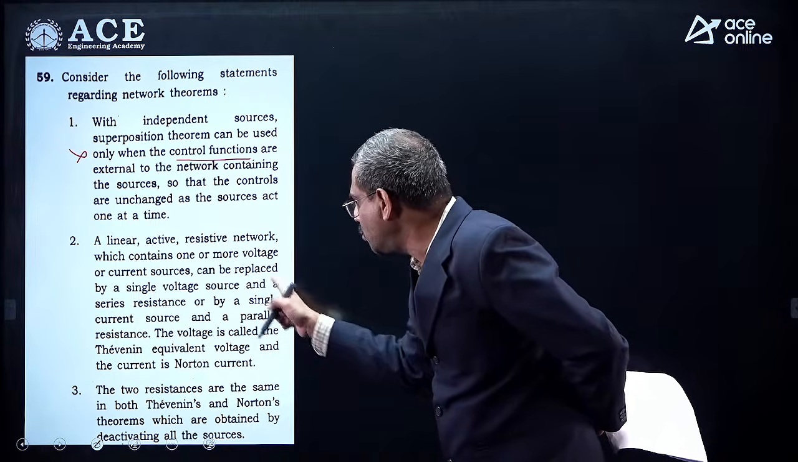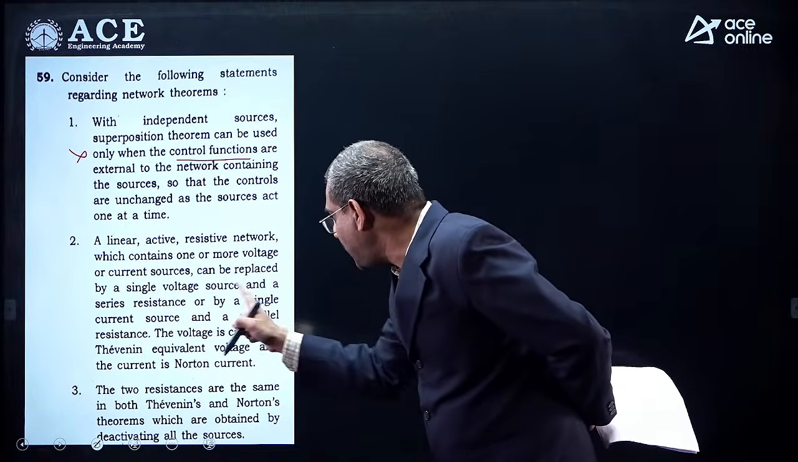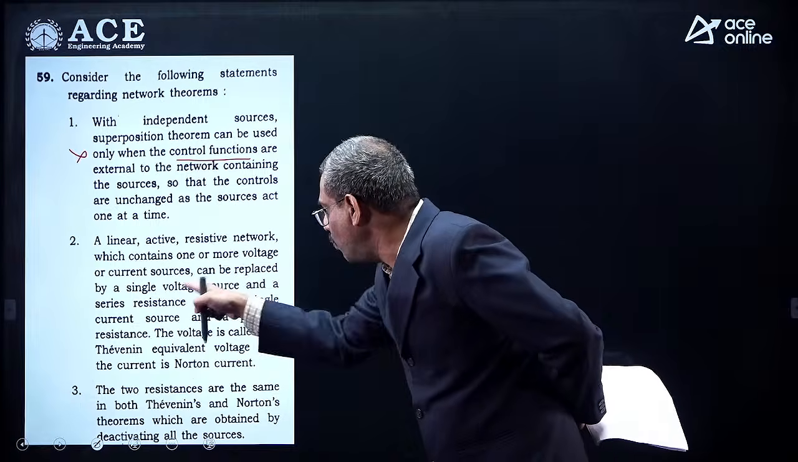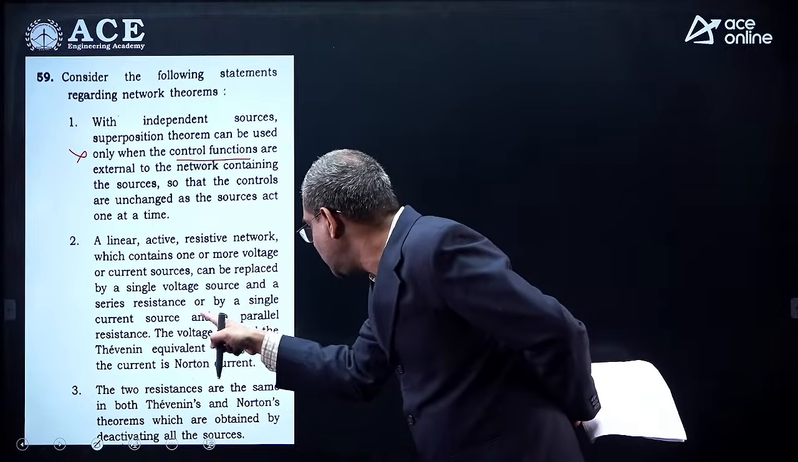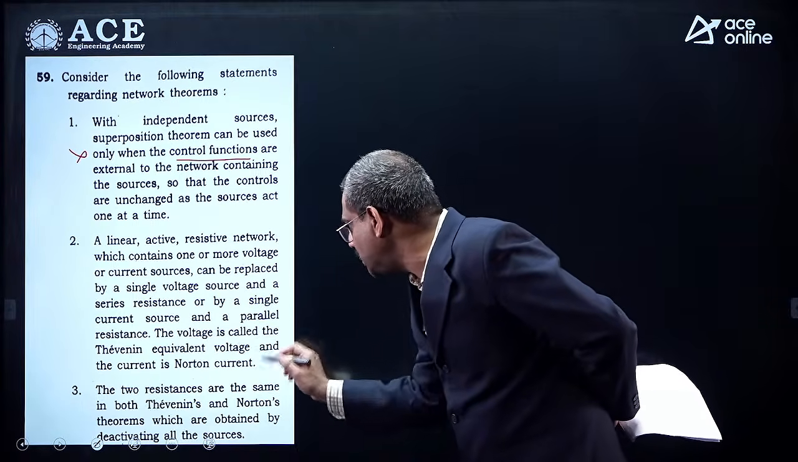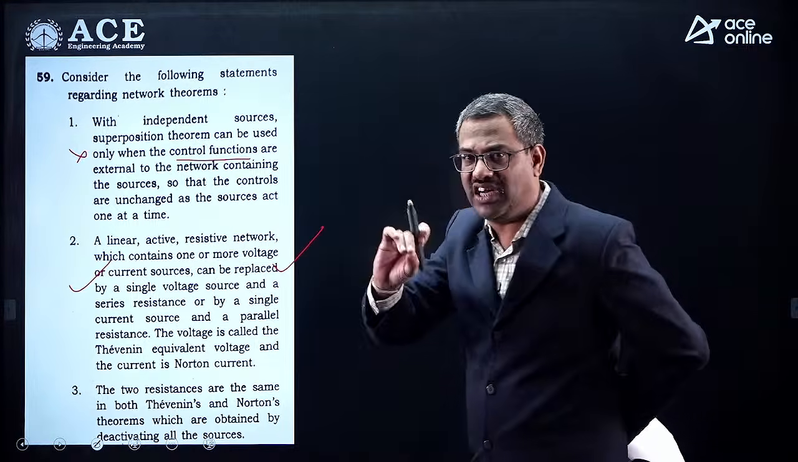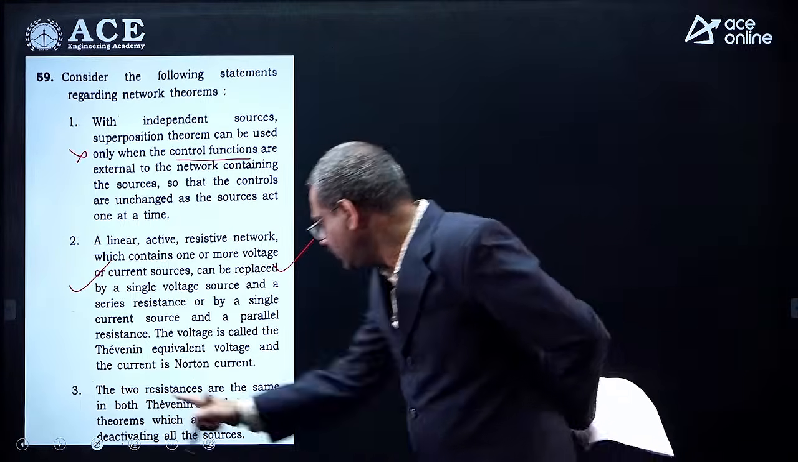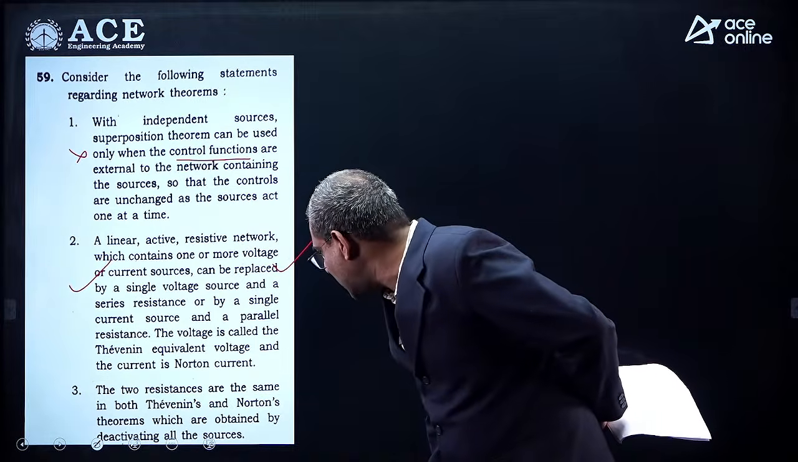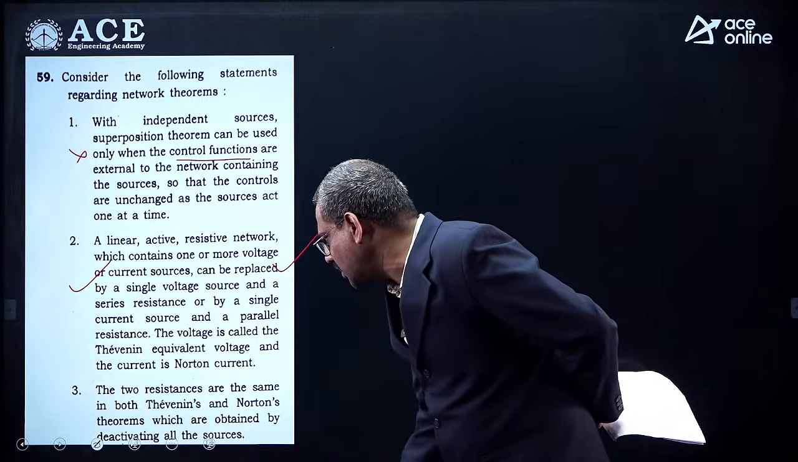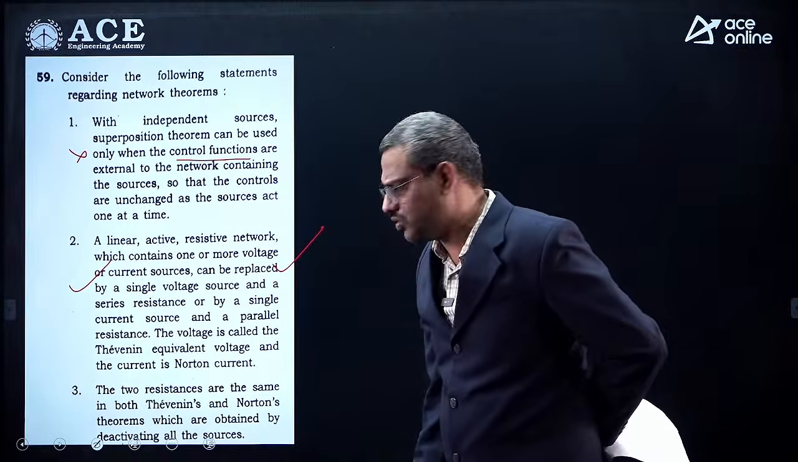be replaced by a single voltage source in series with resistance and a current source in parallel to resistance. Voltage source in series is what? Thevenin's equivalent. Current source in parallel is Norton's equivalent. So voltage is called Thevenin's voltage and current is called Norton's current. This is absolutely right. That means in this statement he gave both the definitions of Thevenin's and Norton's equivalent. Then the two resistances are same in both Thevenin's and Norton's resistance, which are obtained by removing the sources. So this is also correct.